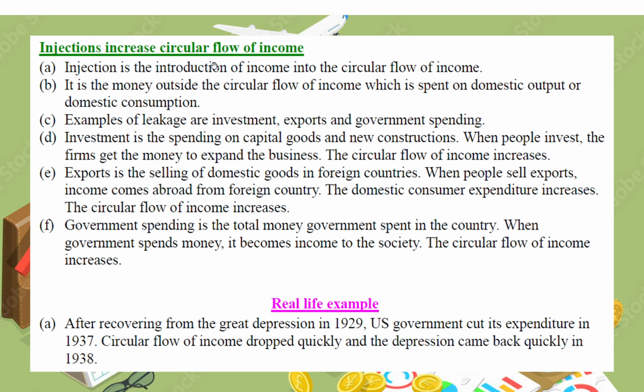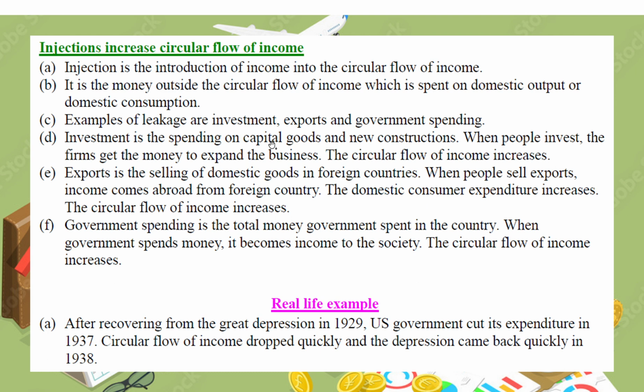Contrary, absolutely contrary. Injection is the introduction of income into the circular flow of income. It is the money outside the circular flow of income which is spent on domestic output or domestic consumption. Types of injection are investment, export, and government spending. Just the opposite, okay? Not saving, not imports, not the taxation. It is investment, export, and government spending.